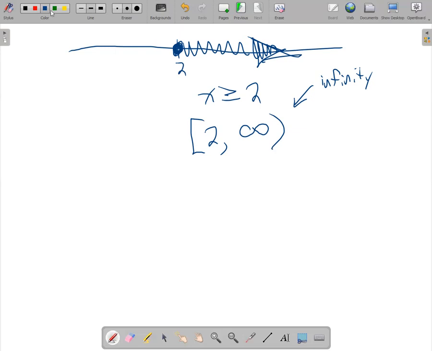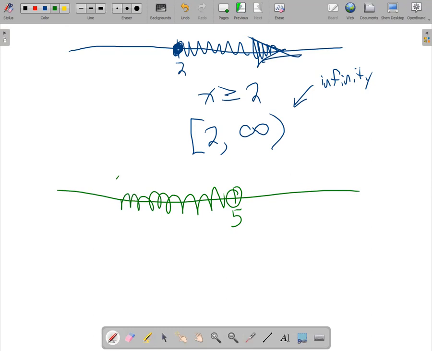So with that in mind, try this out. Suppose we had 5 over here, and we have an open circle on it, and then we shade everything to the left. What's the inequality that goes with that? And what's the interval notation that goes with that? So inequality right here, any number here is less than 5. So we just write x is less than 5 is the inequality.